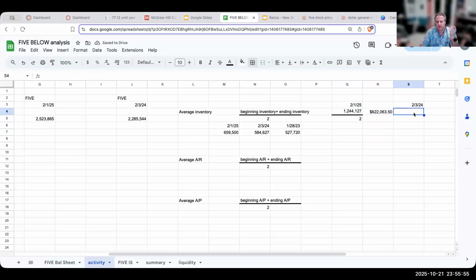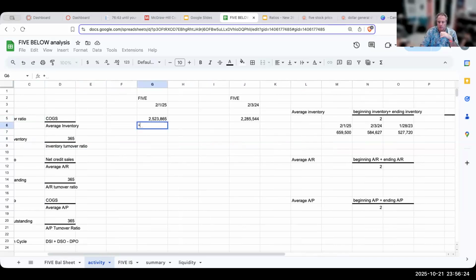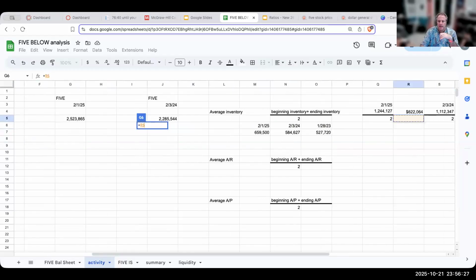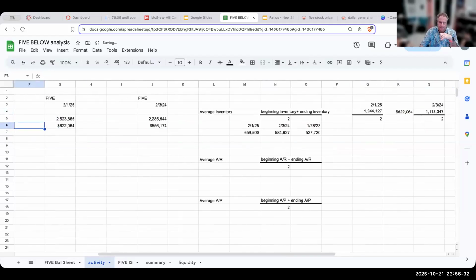We're going to do the same exact thing over here for 2024. We take the ending inventory of 584,627, add it to our beginning, and divide that by 2. Our average inventory here is 556,173. Now that we have those values, we take our cost of goods sold and divide it by the average inventory. We'll do this for both of these periods of time.